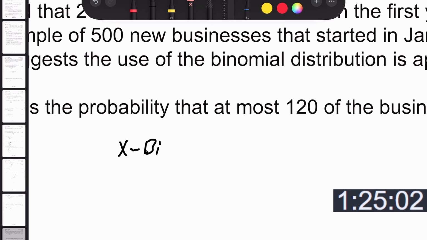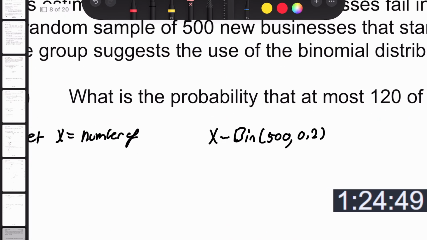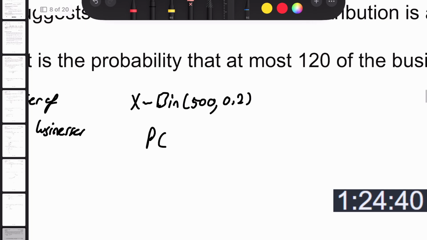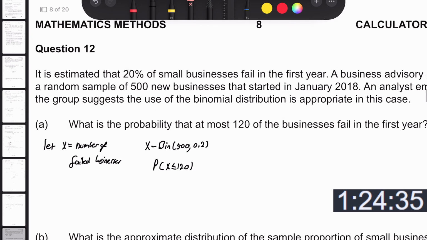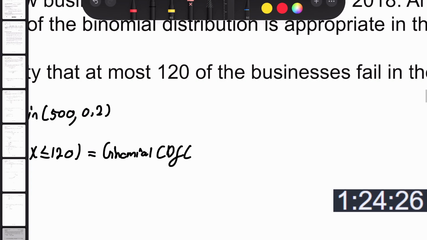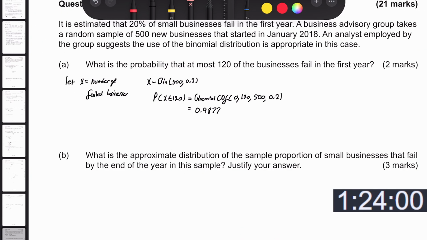So then let's say X is a binomial with 500 and 0.2. Let X equal the number of failed businesses. So then the probability that X is less than or equal to 120, at most 120 businesses fail in the first year, is going to be a binomial CDF from 0 to 120 of 500, 0.2. I forgot if it's the percentage or the number first. I'm pretty sure it's the number. Binomial CDF 0 to 120 of 500, 0.2. So 0.9877.